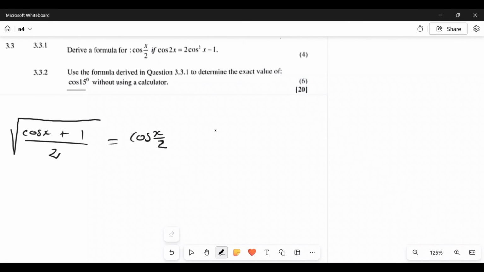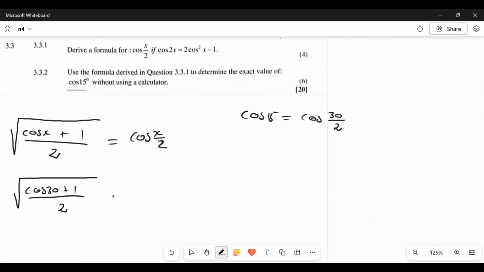So this is how you're supposed to do it, people. Remember, we have cos 15 there. So we know that we can write cos 15 degrees as cos 30 degrees divided by 2. Wherever there is x, we can put 30 there. So let's do it. We can say cos 30 degrees plus 1, divided by 2, and then here we can say cos 30 degrees divided by 2.